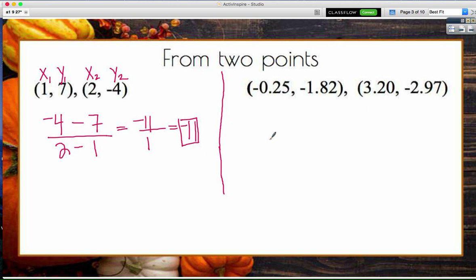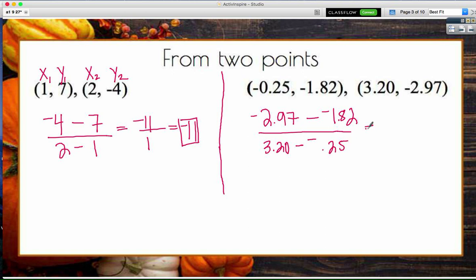Right, so Jacob, help me set it up. What should I have had on top? Negative 2.47 plus 1.82. Okay, I'm not sure if the board might be a little fuzzy, but it's negative 2.97. Is that what you wrote down? Okay. Minus negative 1.82 over, what should be on the bottom, Jacob? 3.20 minus negative 0.5. Okay.